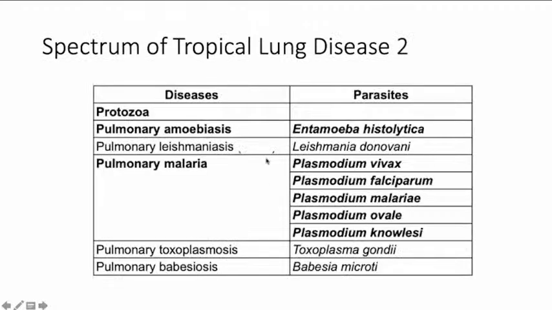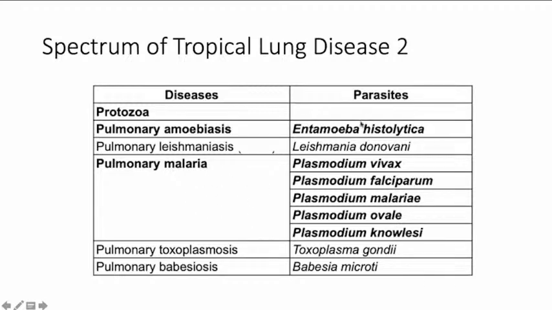And then there are some protozoal diseases that affect the lungs, such as amoebiasis, leishmaniasis, and even malaria. We already had our lecture on malaria, and we know that malaria can present as severe and complicated malaria, presenting with acute respiratory distress syndrome, where there's involvement of the lungs.